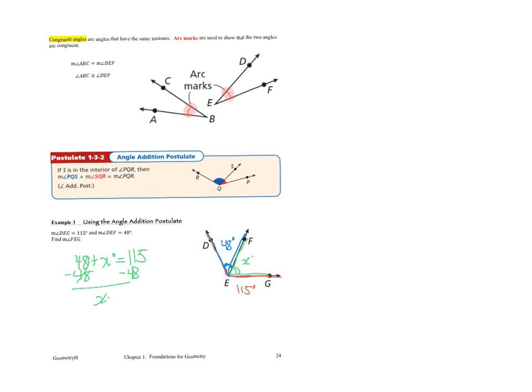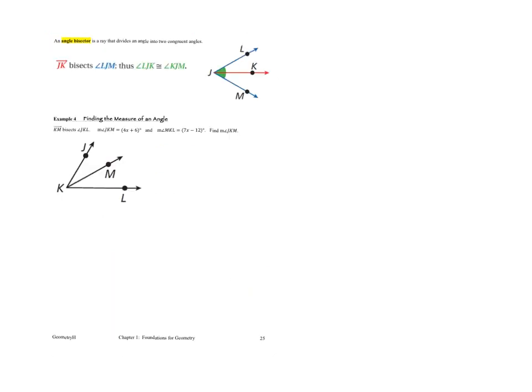And X equals 67 degrees. So really what I was answering, going back to the question, said find the measure of angle FEG. So the measure of angle FEG is equal to 67 degrees.